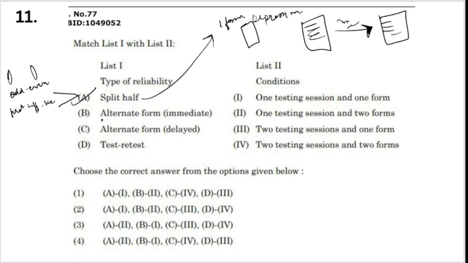Then alternate form. Alternate form is also known as parallel form reliability. And we have immediate and delayed. Immediate means that, for example, I have given you two forms here and I have asked you to do whatever the instruction was at the same time. And delayed, there was a time gap. Parallel forms are there, such as you must have seen for Cattell's Culture Fair Test, there was form A, form B, etc. So there are parallel or alternate forms which are created.